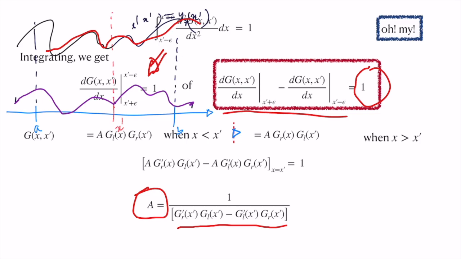That is what we have: a is equal to 1 by g prime of r into gl minus g prime of l into gr. We can clearly identify this expression. This is exactly the Wronskian of g left and g right evaluated at x is equal to x prime, or that is we say a is 1 by w of gl of x, gr of x evaluated at x is equal to x prime. That is a way to find out the constant a. Once we find out the constant, we have computed the complete Green's function in the region.